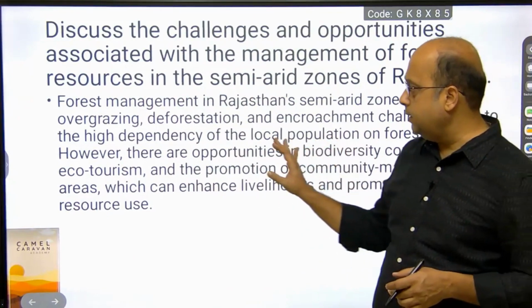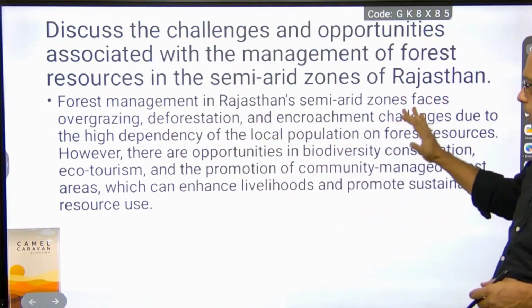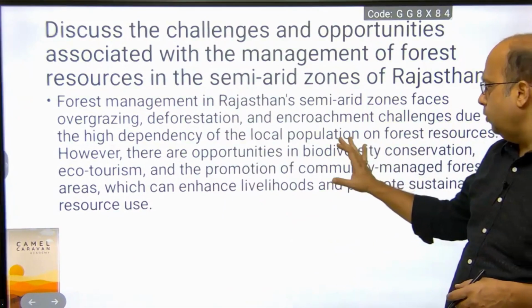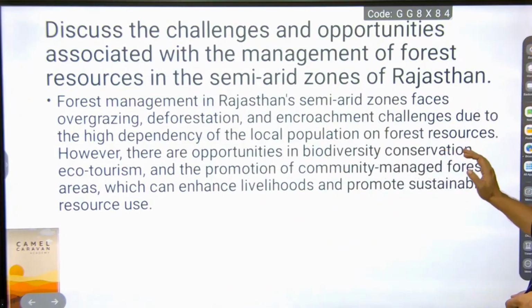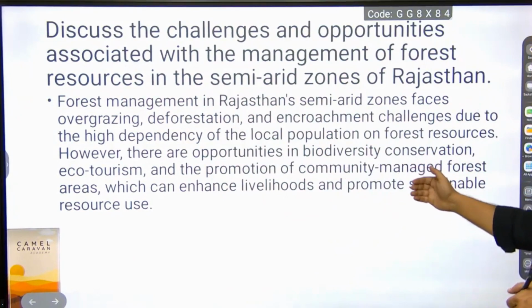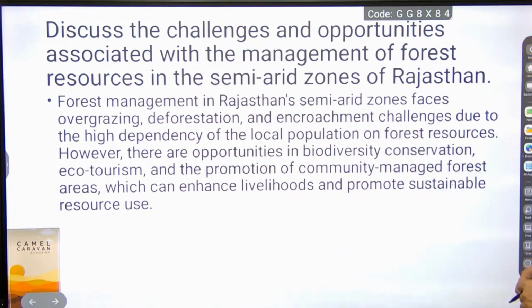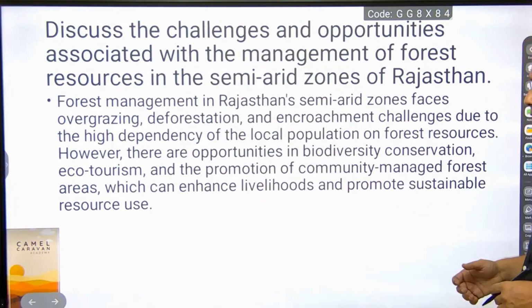So let us see how we have started. Forest management in Rajasthan's semi-arid zones faces overgrazing, deforestation, and encroachment challenges due to the high dependency of the local population on the forest resources. However, there are opportunities in biodiversity conservation, ecosystem services, and the promotion of community-managed forest areas, which can enhance the livelihood and promote sustainable resources.